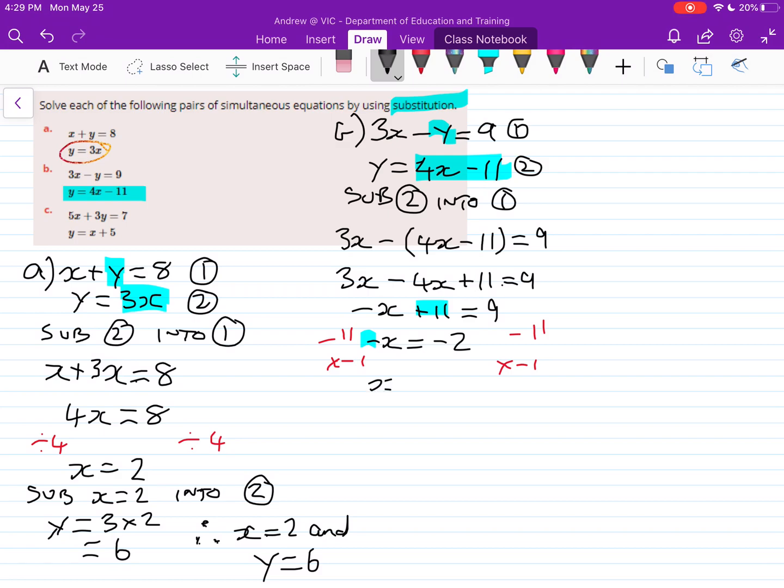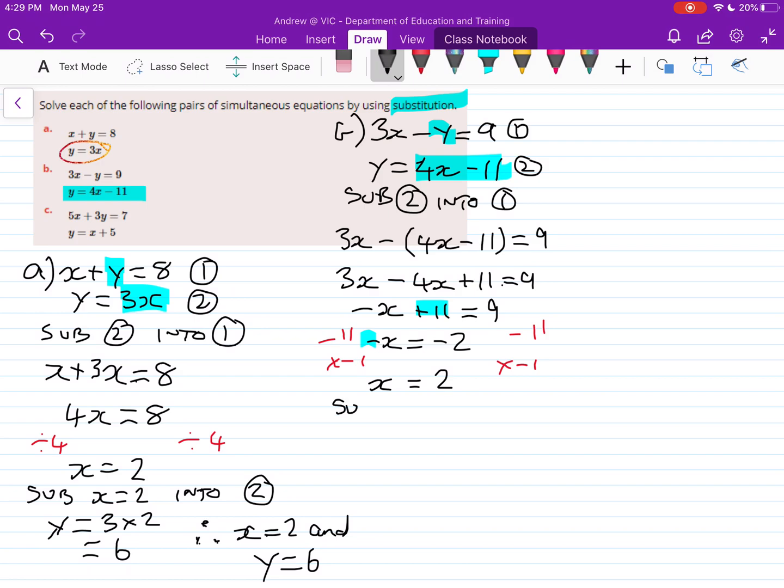So x is equal to 2. Again, now we just need to substitute this value, and we're going to substitute it back into equation 2 because y is already by itself. You can substitute it back in either of the equations, but it's a lot easier to put it in the one that y is by itself, so we don't need to do any rearranging.